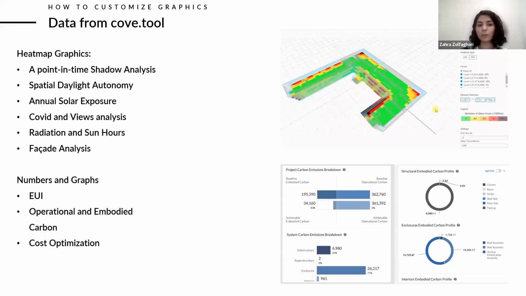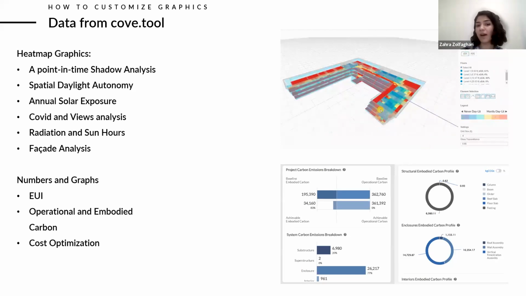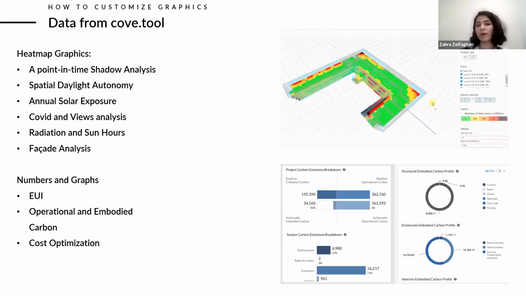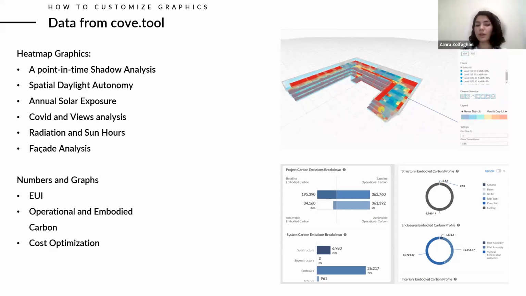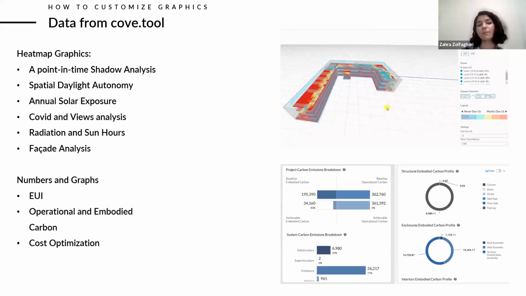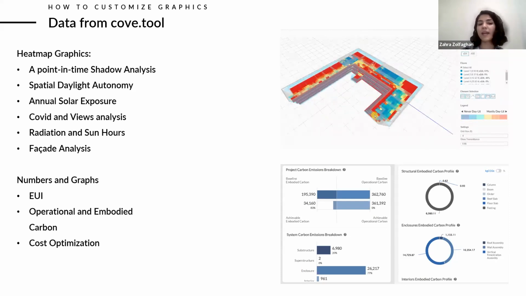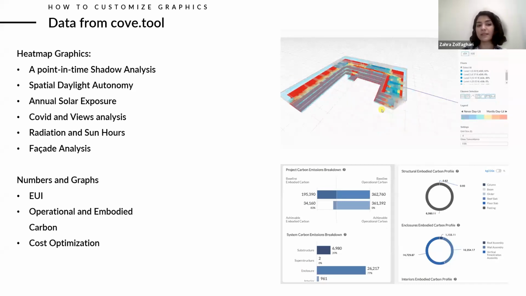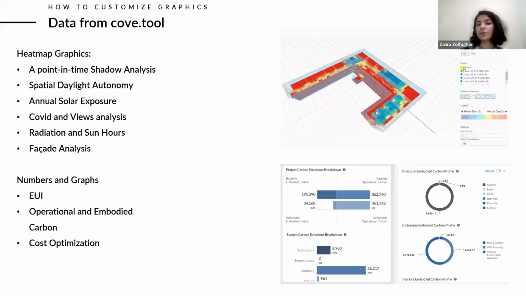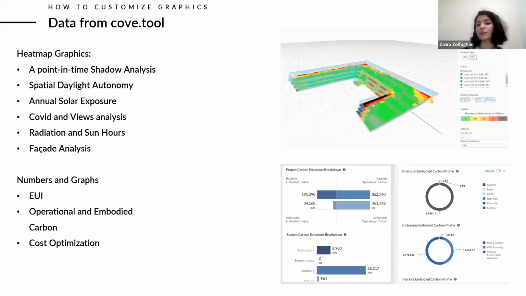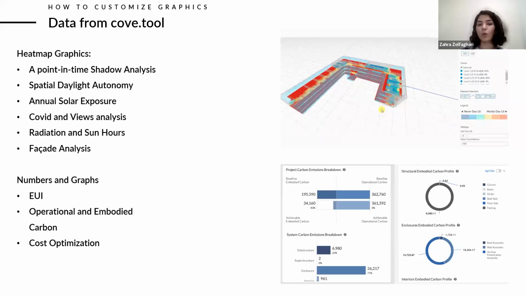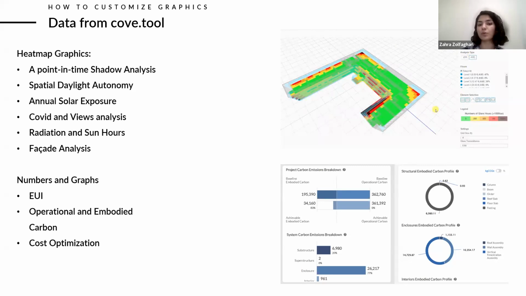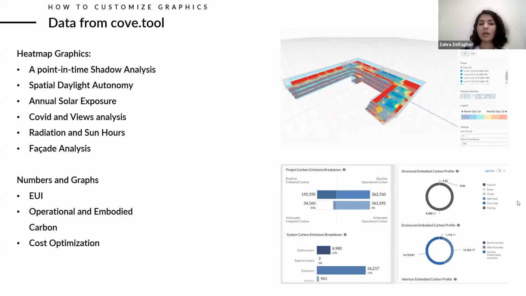On the other hand, some outputs are presented as numbers and graphs in cove.tool, such as bar charts, donut charts, or other types of graphs. For example, most of the outputs you get from the energy analysis, cost optimization runs, and carbon tool are presented as numbers and graphs. Again, users either directly use the graphs in the report or use the numbers to create graphs and customize their reports.